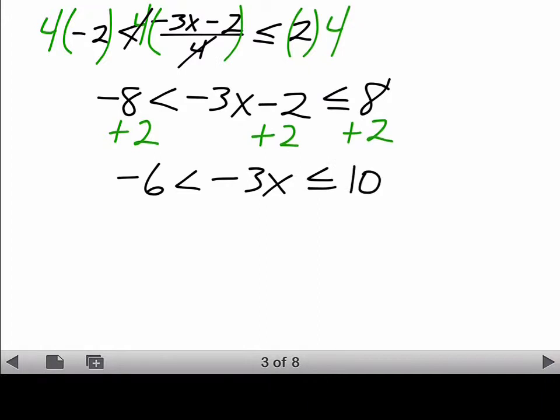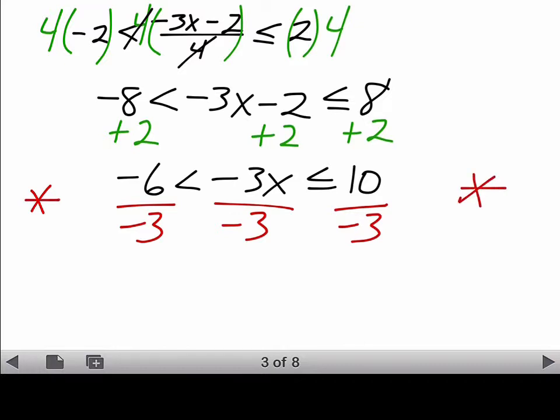Now I'm going to divide, and let's note I'm going to divide by a negative 3. Hopefully we remember that when we divide an inequality by a negative number, the inequality symbol is reversed, but this is kind of self-correcting in this case. Negative 6 divided by negative 3 is 2. On the right-hand side, 10 divided by negative 3 is negative 10/3. In the middle, the negative 3's divide out, leaving me with just x.